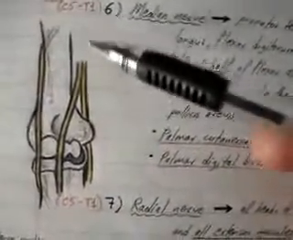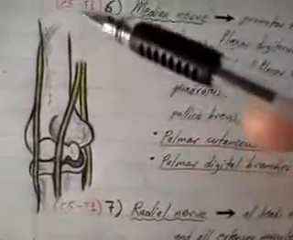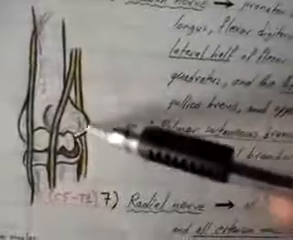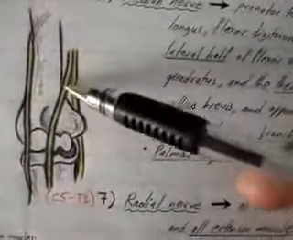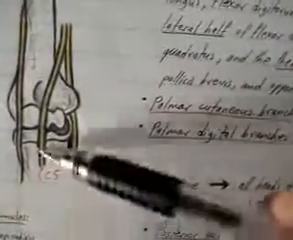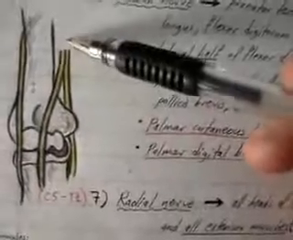The median and the ulnar nerve come within the same region, but then they split around, going around the medial epicondyle of the humerus. The median nerve comes along the anterior side and continues downward along the anterior. The ulnar nerve goes along the posterior side, also continuing down along the medial border of the ulna.